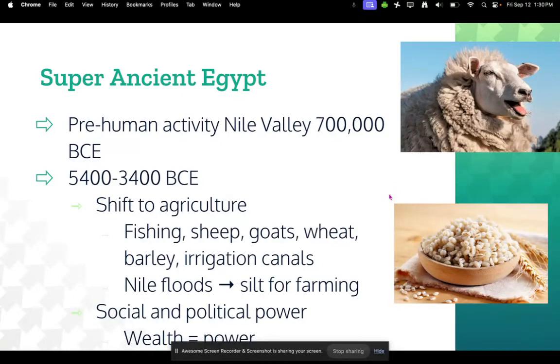So prior to the pharaohs and the pyramids and all that kind of stuff, humans have been living in the Nile Valley for many, many, many centuries, dating back all the way to 700,000 BCE. And about 5,400 to 3,400 BCE, there was a big shift to agriculture in the Nile Valley. That means people would fish, they would raise sheep and goats, they would farm wheat and barley, they would also create irrigation canals. Remember when we talked last week about flooding, when the Nile floods, there's lots of silt for farming. There's also a social and political power shift, meaning that the people who had more wealth had more power.